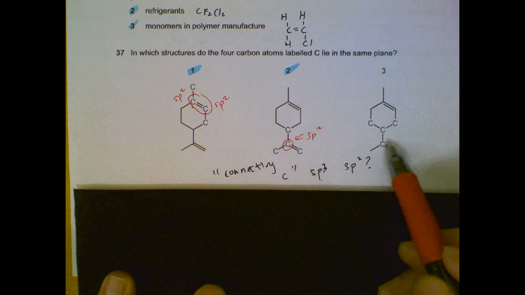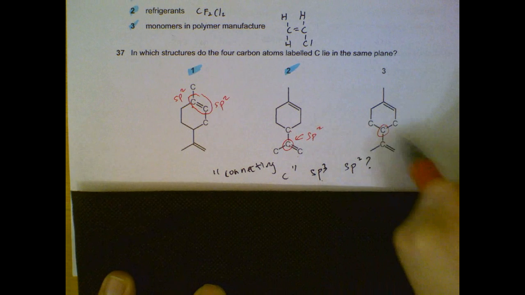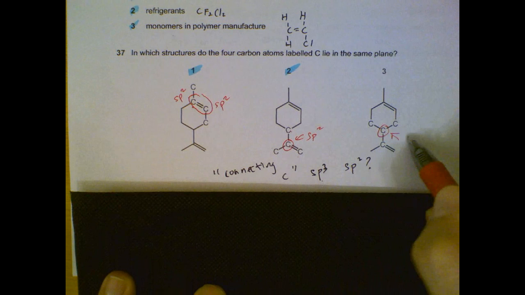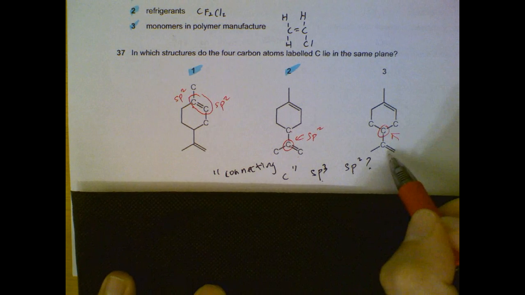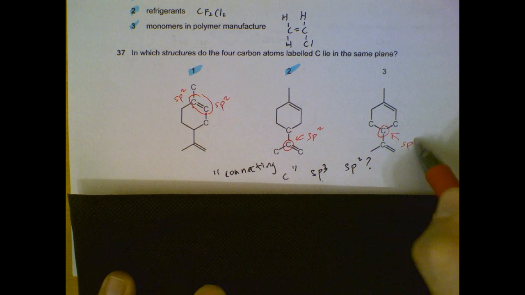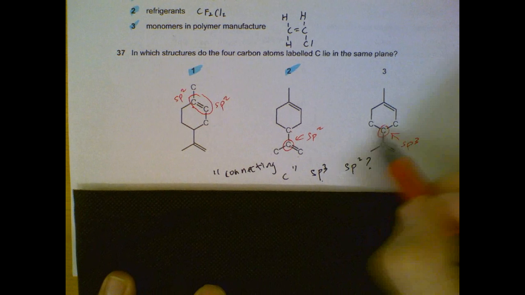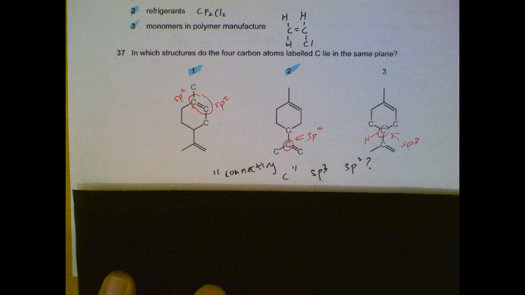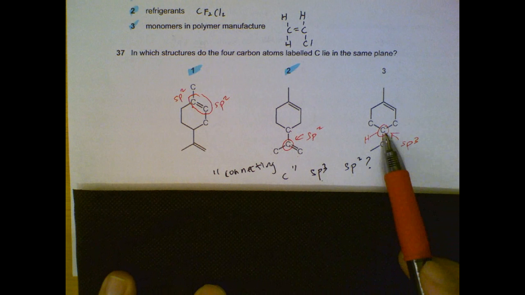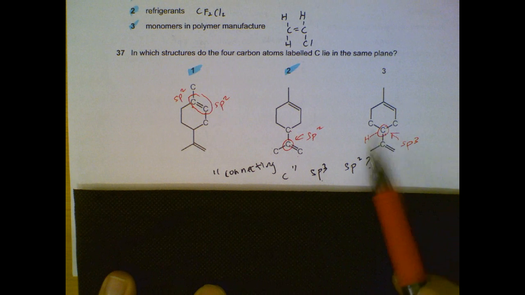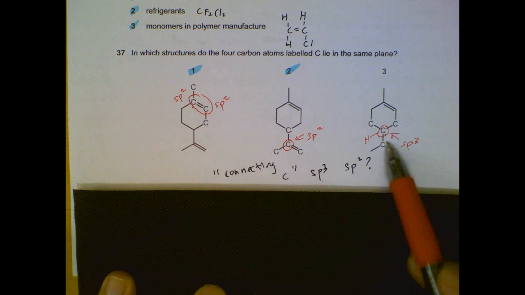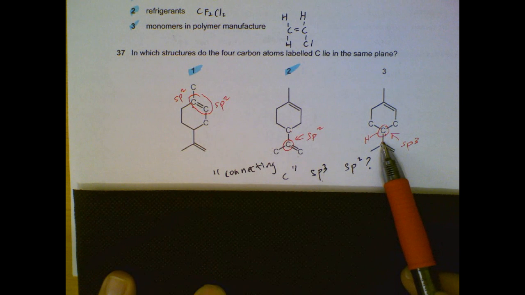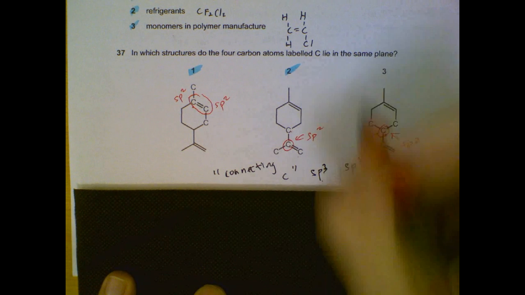Option 3, this carbon is the connecting carbon. This carbon is sp3. Alright, yes, 4 single bonds. The hydrogen is not explicitly drawn. So since this connecting carbon is sp3, these carbons will not lie on a plane. It's tetrahedral angles to each other, 109.5. So option 3 is out.